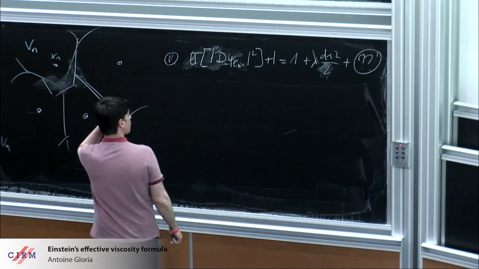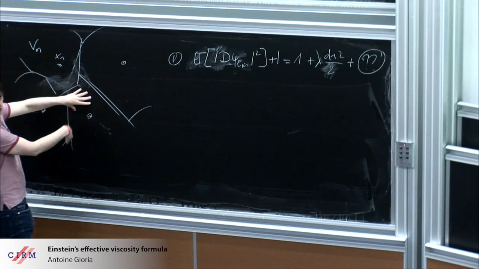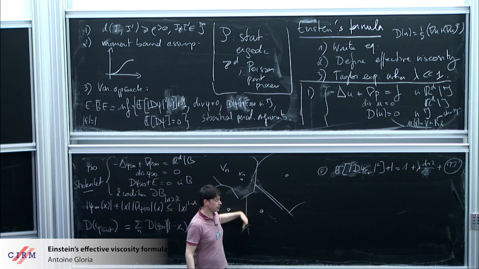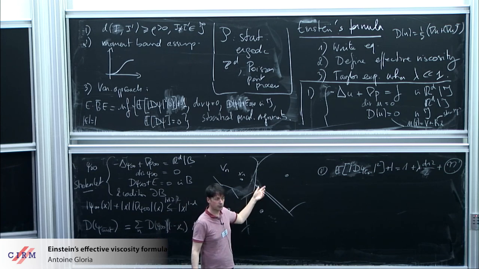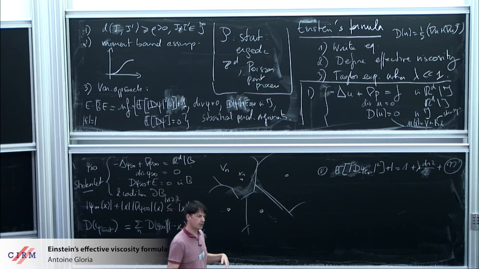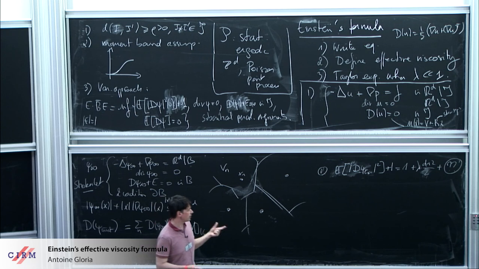Essentially, the 5/2 would be if I replaced the integral on the Voronoi cell by the integral on the whole space. I've cut things I shouldn't have, but that's the only way to make it rigorous. So what's the error of not considering what's outside? Well, the square of the gradient scales like x to the minus d. So you integrate on R^d minus the Voronoi cell something which decays like that. That's essentially the error term you make.